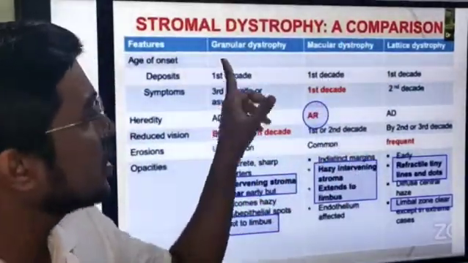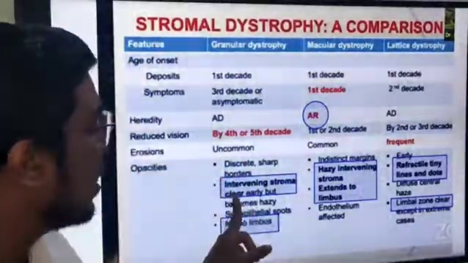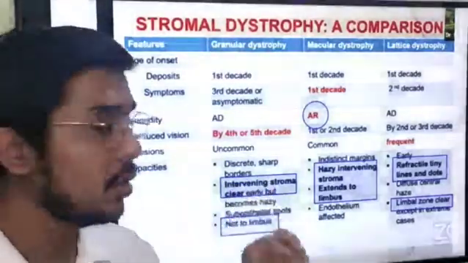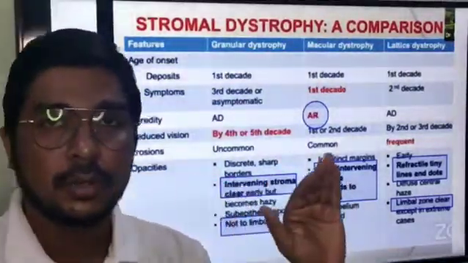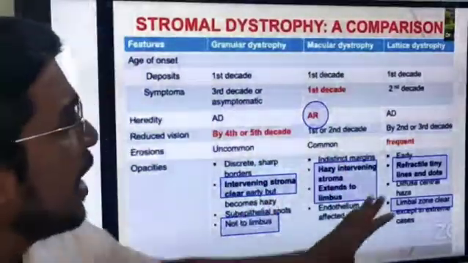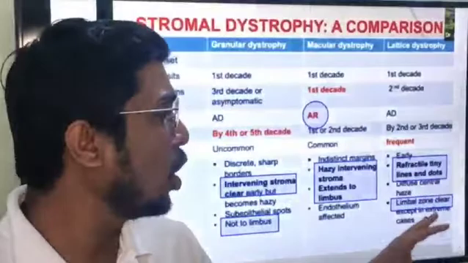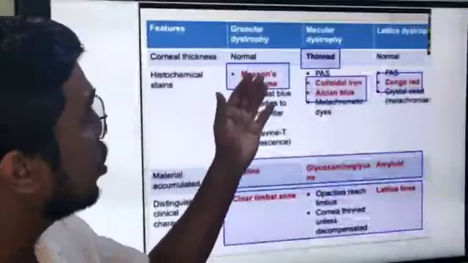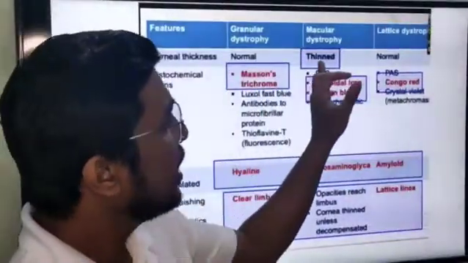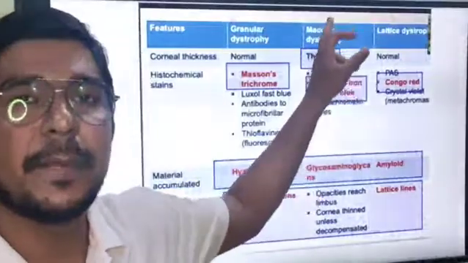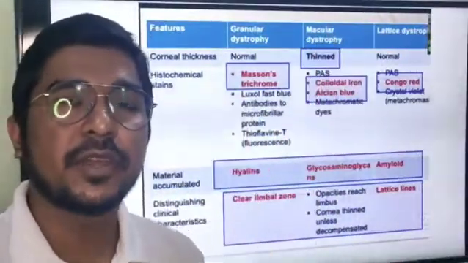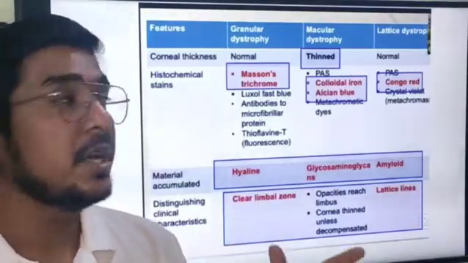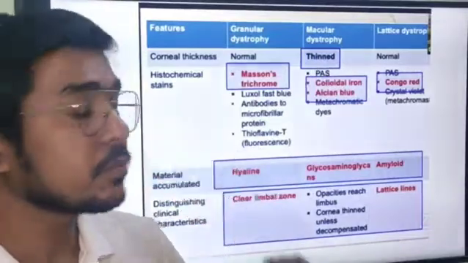Third point, granular dystrophy has granules and an intervening stroma. I will show you the photo: between the granules there is a clear zone, but in macular there is no clear zone, I mean there are hazy zones. And lattice dystrophy is easy to identify because of the lattices, the refractile lines. I will show you the picture. The important thing is that corneal thickness is reduced in macular dystrophy. So macular dystrophy has different characteristics: one, autosomal recessive; second, extending to the limbus; third, thinned out cornea, right?